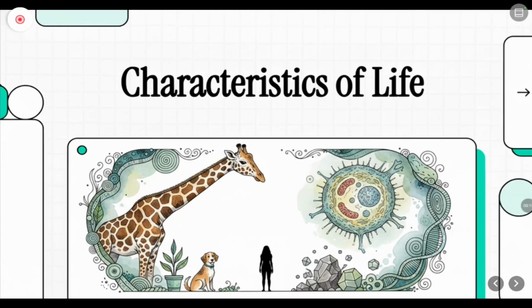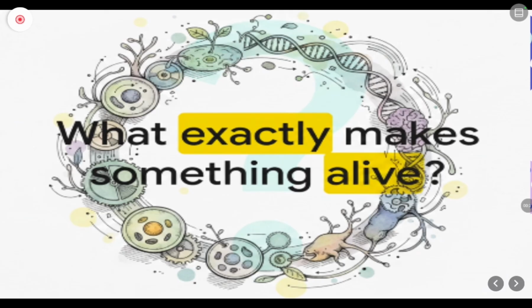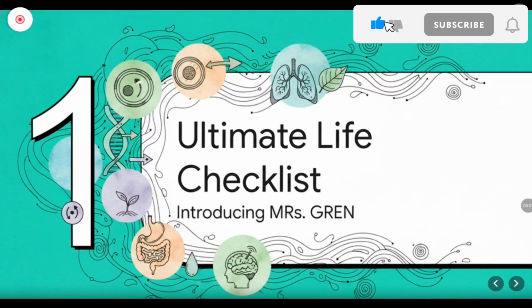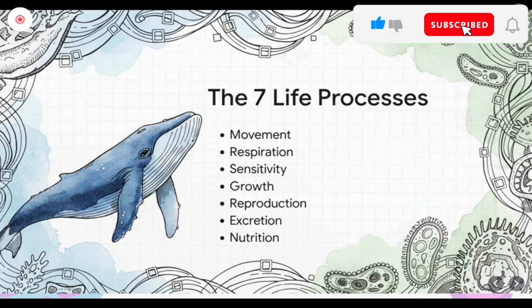Today we're going to learn about the characteristics of life. What exactly makes something alive? Okay, so now moving on to the next slide. Now what we will discover together are the 7 life processes that make anything alive.